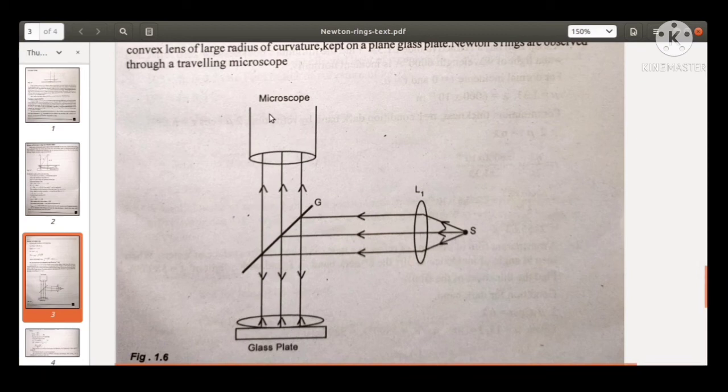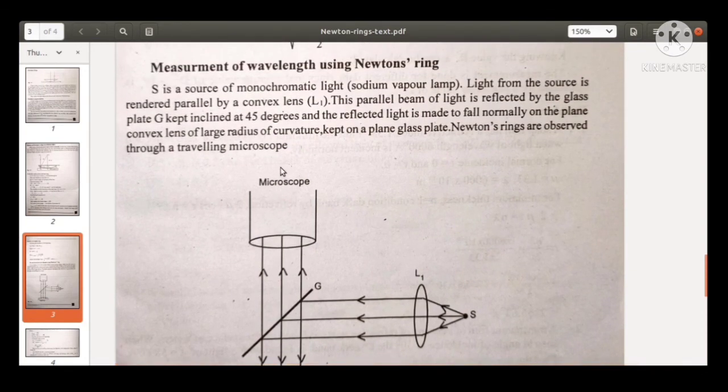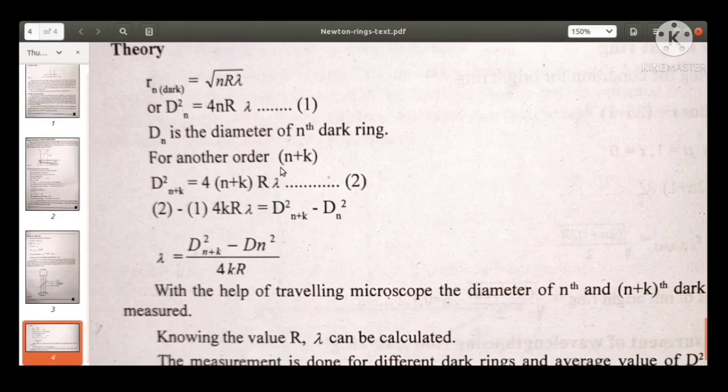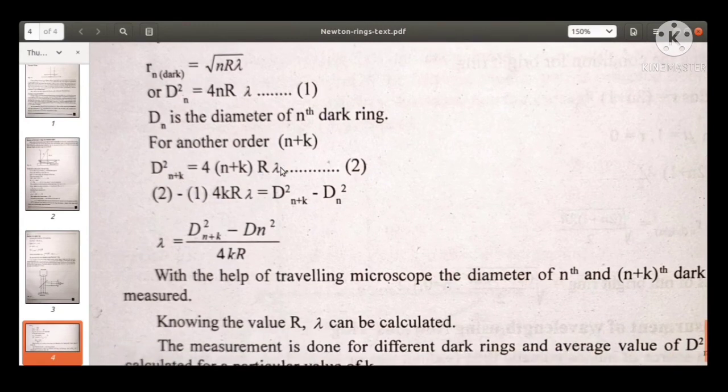A microscope is placed here so that you can observe the interference pattern through this microscope, where the light reflected from the bottom surface of the plano-convex lens and the upper surface of the glass plate will interfere, and you can see these interference fringes through the microscope. So this is the arrangement. Now, how will you calculate the wavelength of the given source?